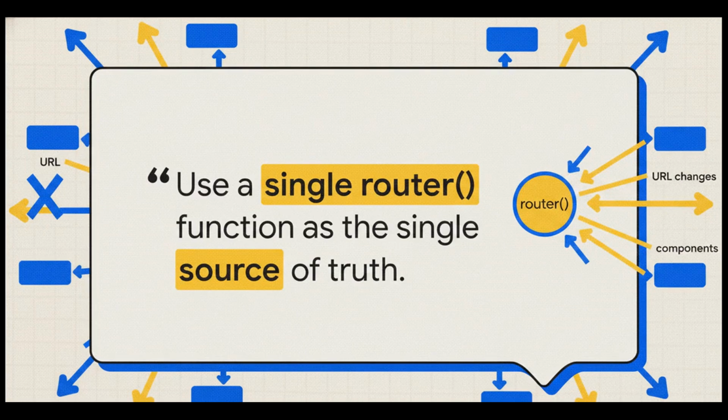Now, I want to issue a strong warning here because this is a very common trap. Do not duplicate your routing logic. It's super tempting to put an if URL equals X render Y statement inside the navigateTo function and then write that exact same logic all over again inside the popstate listener. But doing that means every new route you add requires updates in 2 separate places. Instead, use your single router function as the solitary source of truth for all rendering decisions.